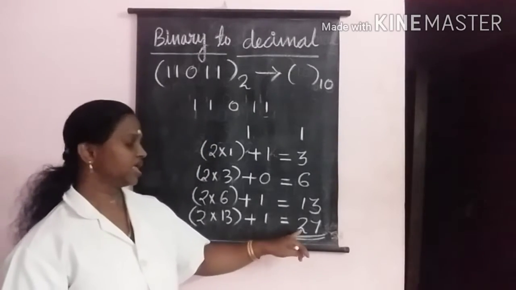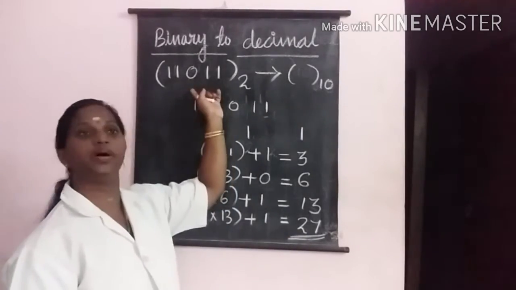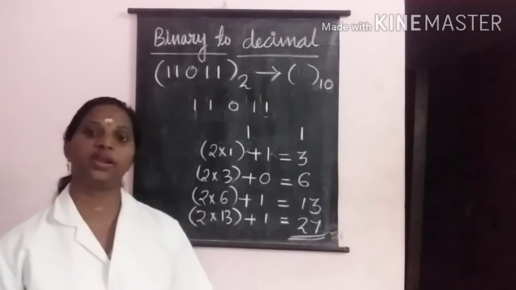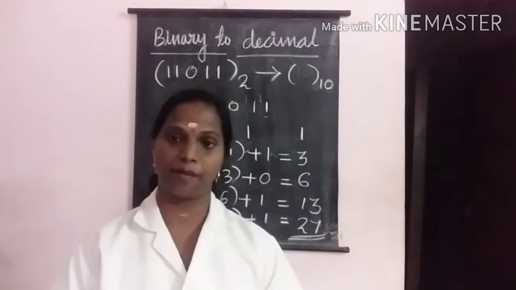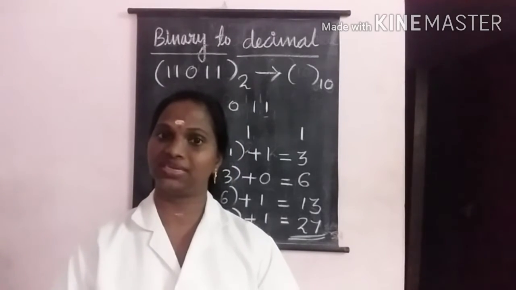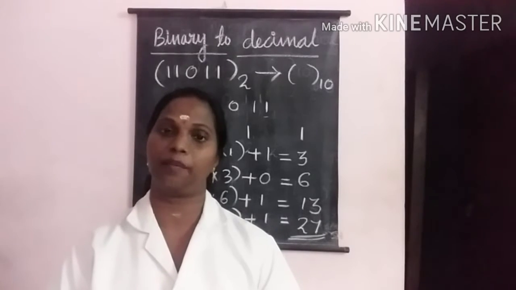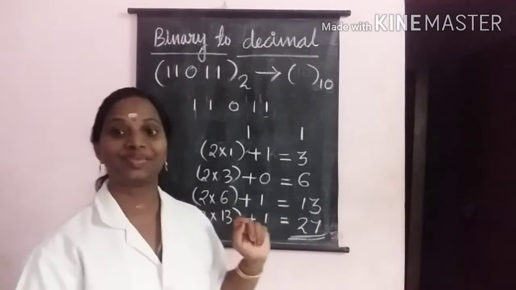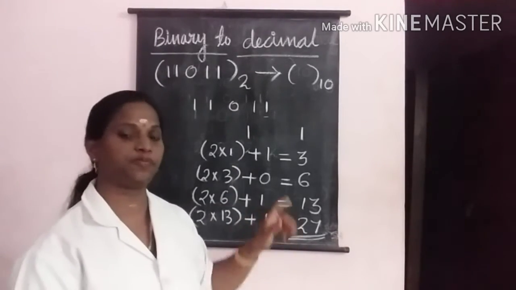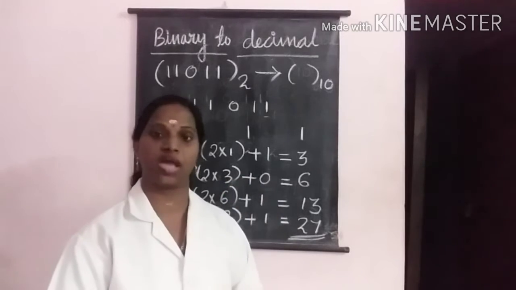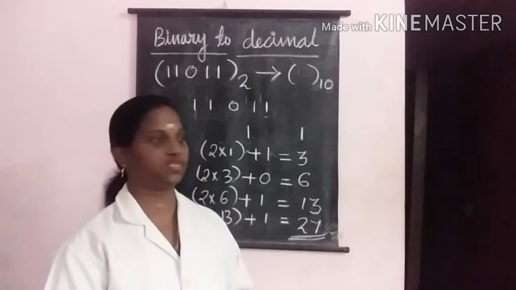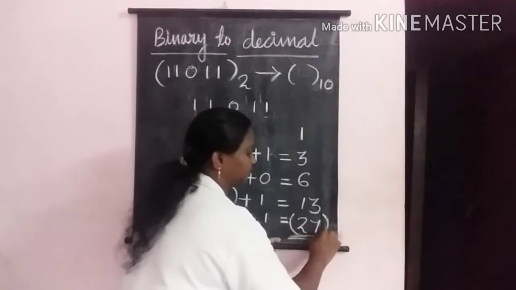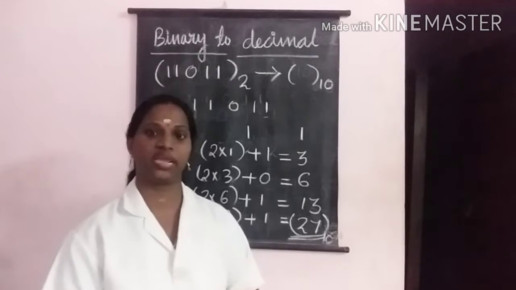So this is the decimal representation for the number 11011. Clear? So to convert a binary number into a decimal number, either you can do the powers of 2 method or you can do the double method. Clear? Okay, both ways you will get the same number. See, now we discussed the same question with both methods, and both ways we get the same answer, 27. See, don't forget to write the base 10. This is the base 10.